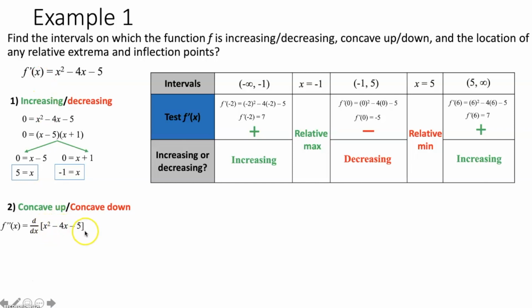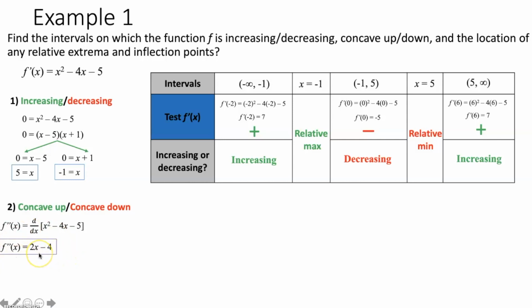Here we take the derivative of each term separately. This is going to be 2x to the first. Derivative over here, the -4 stays out front. You just take the derivative of x, which is going to be 1. So 1 times -4 is just -4. And then the derivative of -5 is going to be 0. So we end up getting our second derivative is just 2x minus 4.